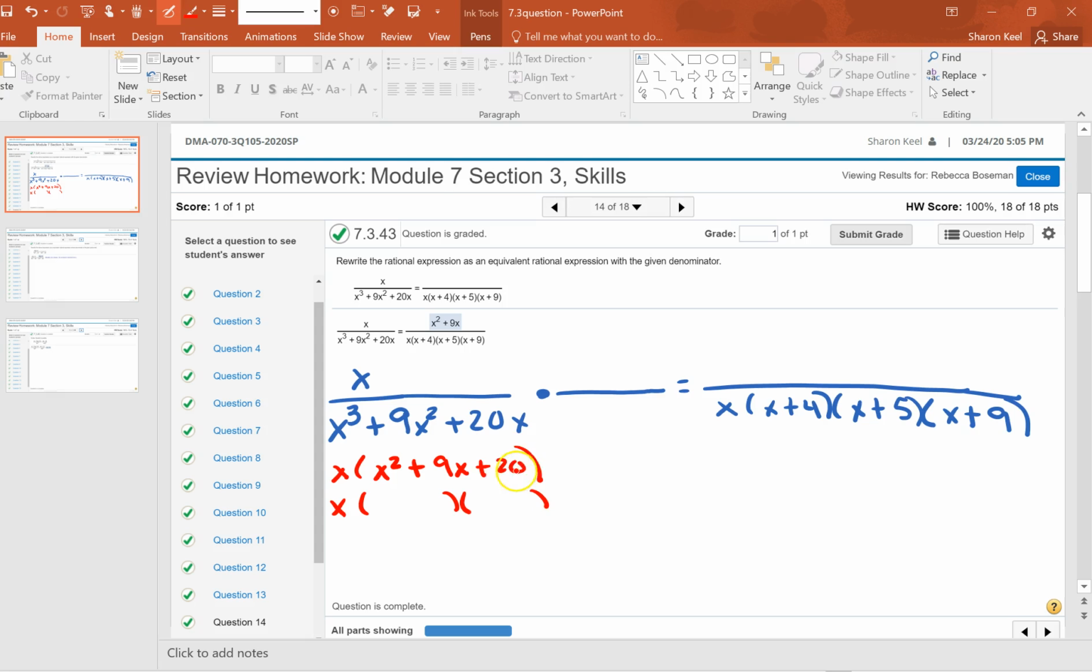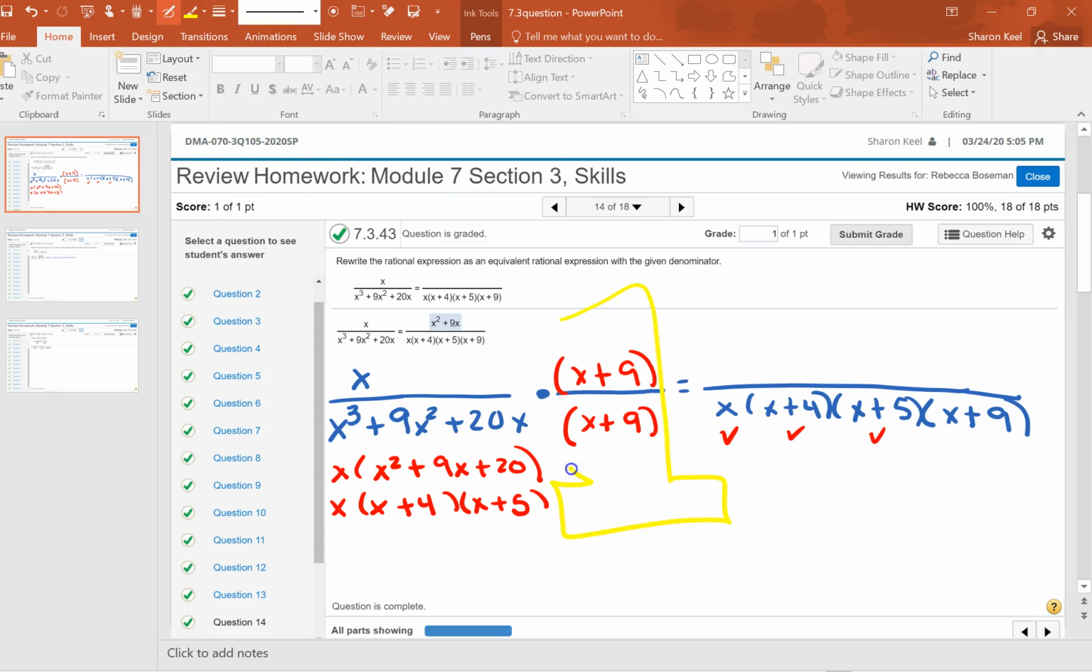I then can further factor this trinomial. On y1, you would do 20 divided by x, second table, look for 9. You end up with an x plus 4 and an x plus 5 to give you the middle term 9, and when you multiply them, you get the 20. So what we have here is an x, the x plus 4, and the x plus 5. What we're missing is the x plus 9. That is what we're going to have to multiply both top and bottom by, because remember, you can always multiply any fraction times 1 and have an equivalent expression.